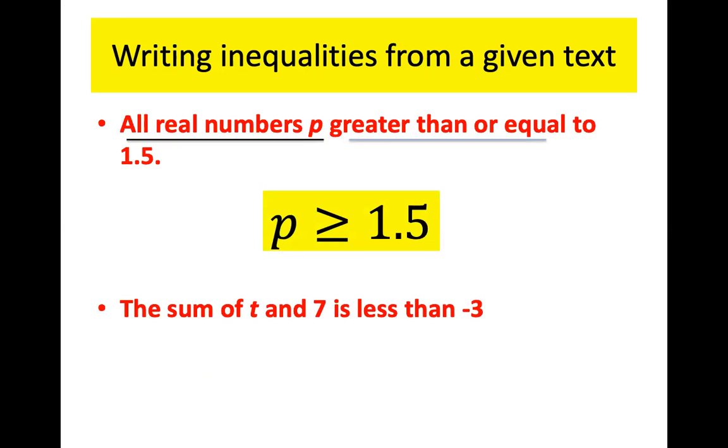Easy. However, it also has a, Christian, it also has a, my eyeball would go to what word? I've got to find the is, right? The is is what's going to tell you where the inequality lives. Keep talking, Christian. The sum of t and 7, how do we write that? Sum of t and 7 must be t plus 7. Is less than, how do we write that?